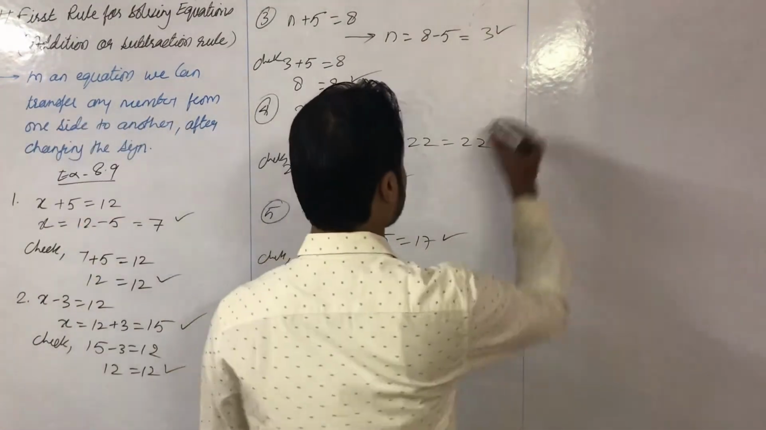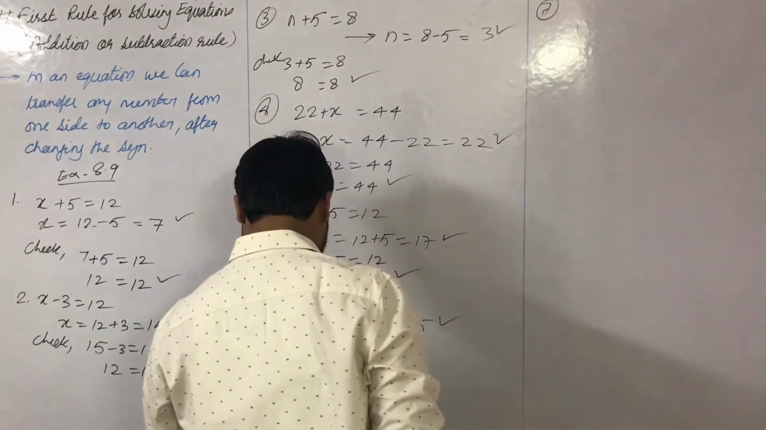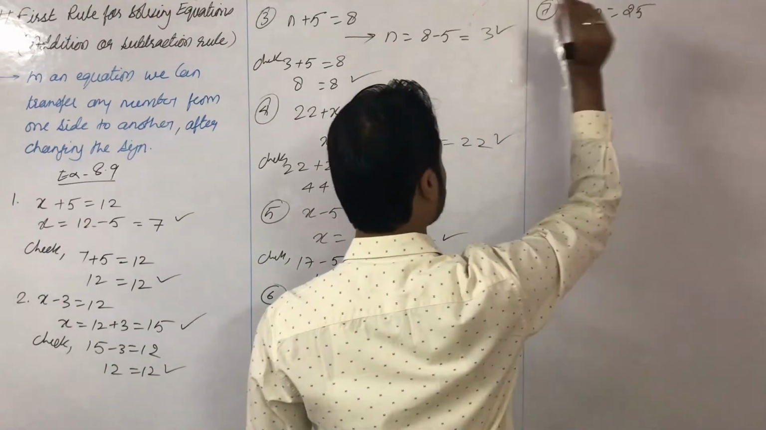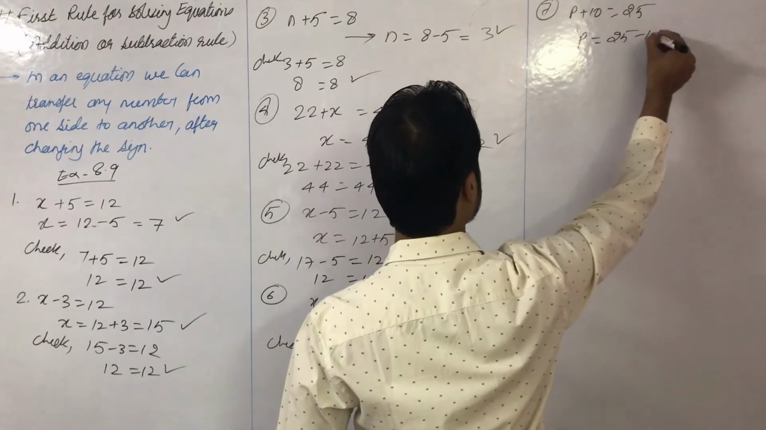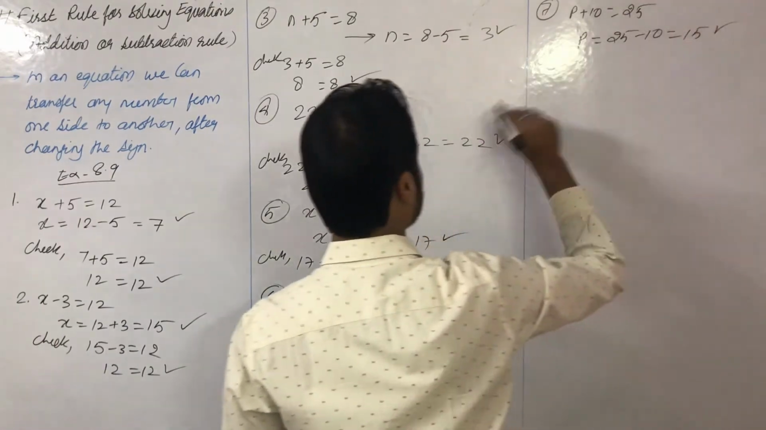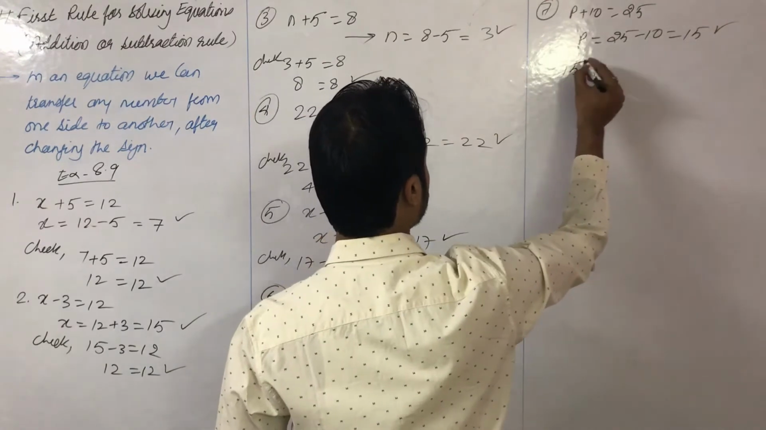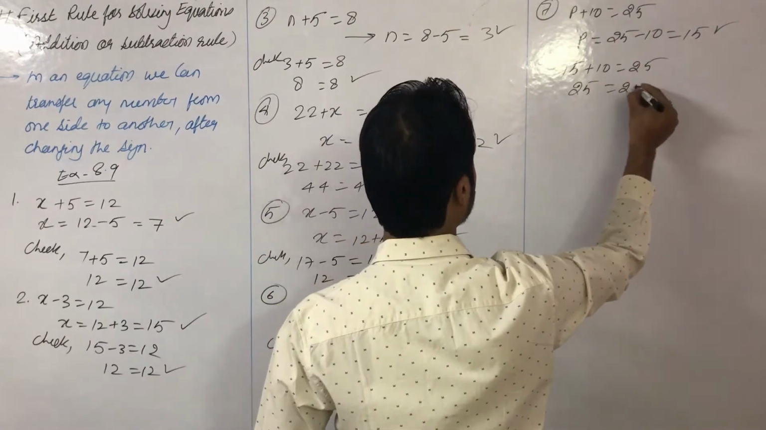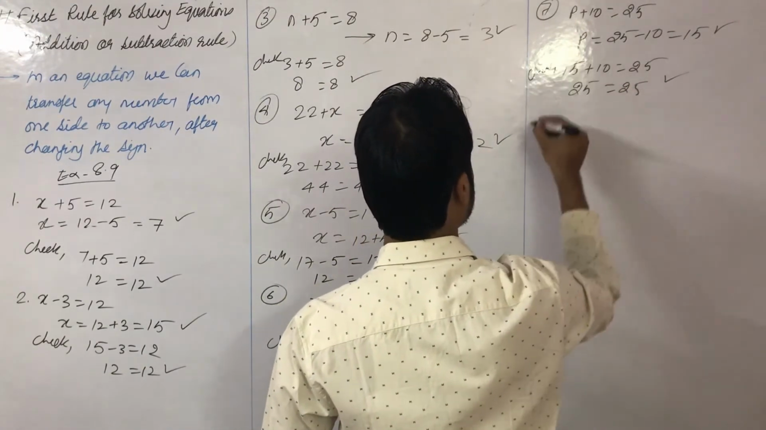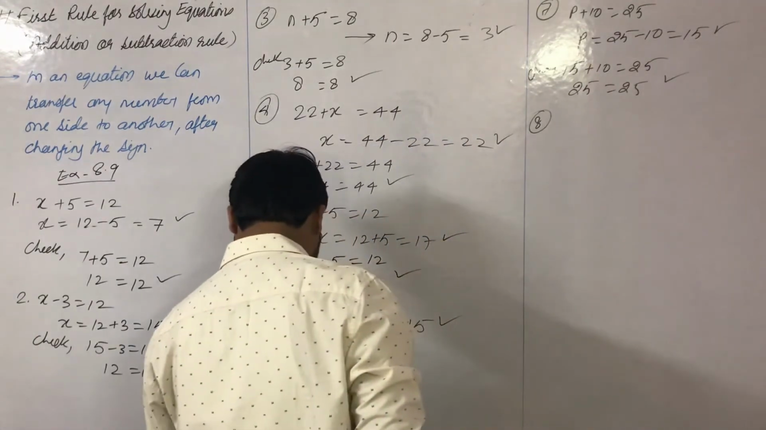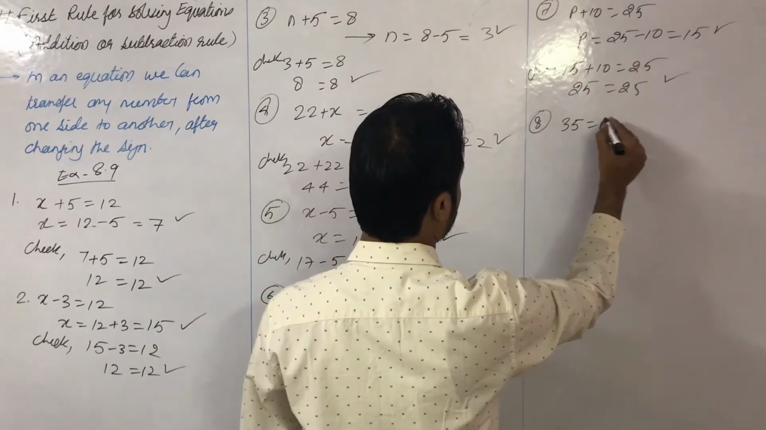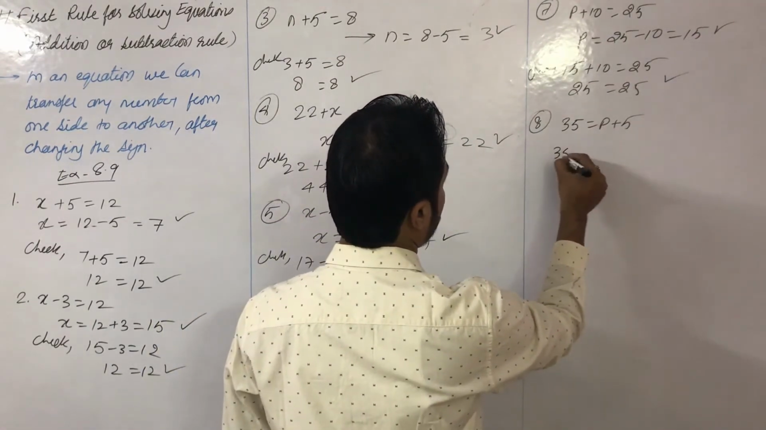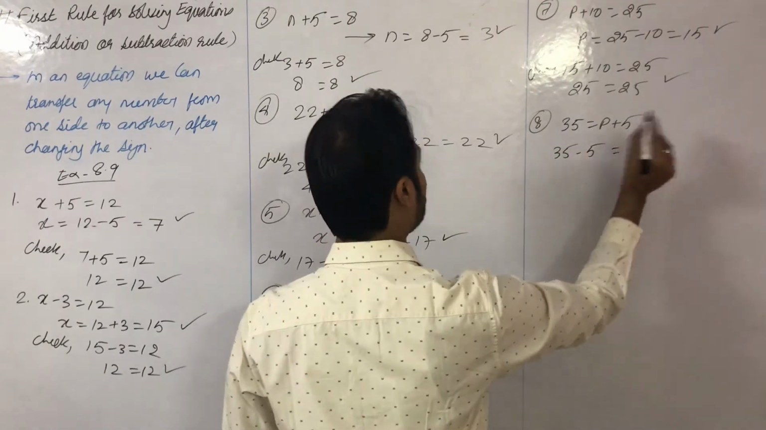Then seventh question, p plus 10 is 25. p plus 10 equals 25. So for the value of p, 25 minus 10, plus 10 becomes minus 10. So the value is 15. 15 is your answer. For check, put the value of p equals 15, 15 plus 10 equals 25. Yes, 15 plus 10 is 25. Proved. Eighth question, 35 equals p plus 5. 35 equals p plus 5. Okay, so we can change the place of 5 from right to left.